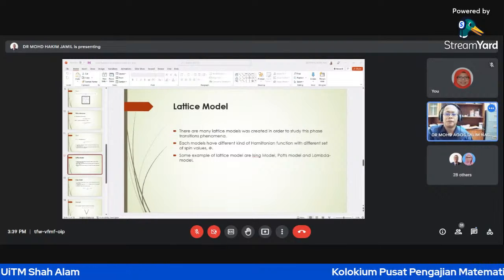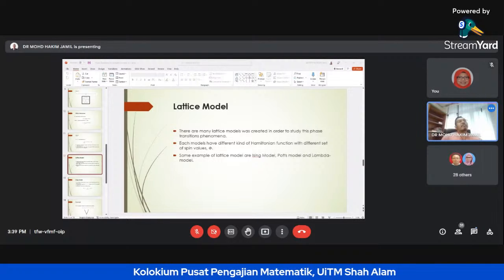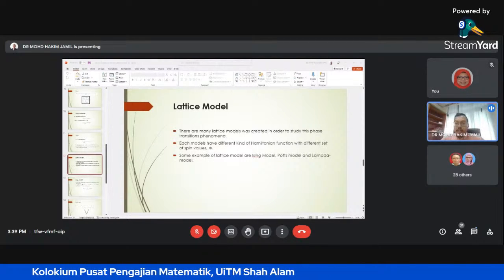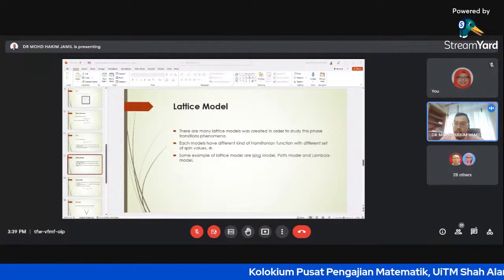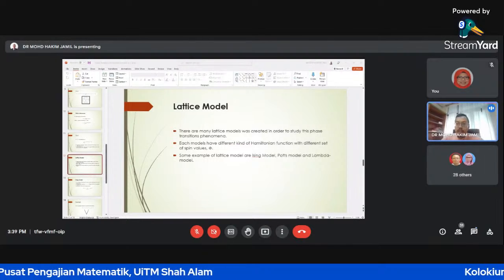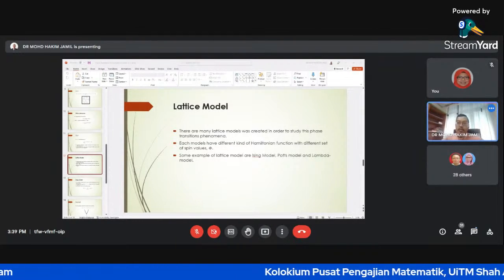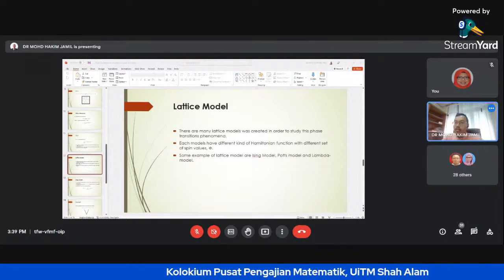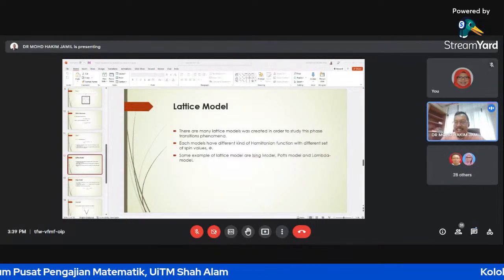Okay, Dr. Hakim, where can we apply this? Actually, for this model, they just want to describe the phase transition phenomenon currently. Now in Uzbekistan, they start to implement this lattice model in biology. They try to implement this model for biology.